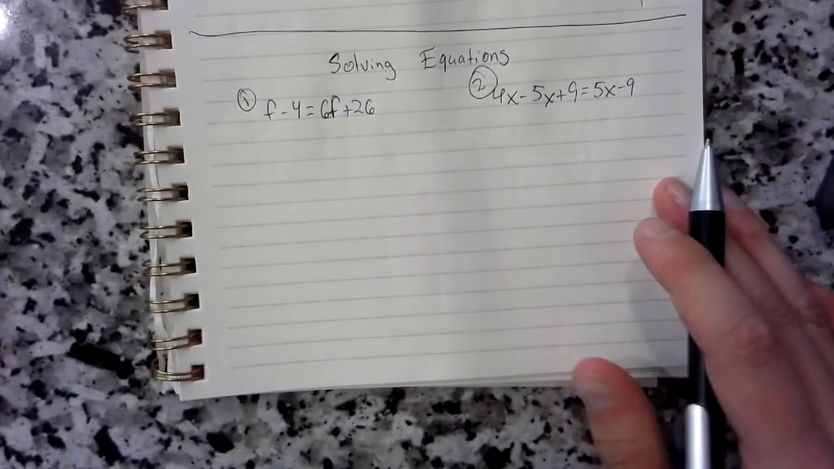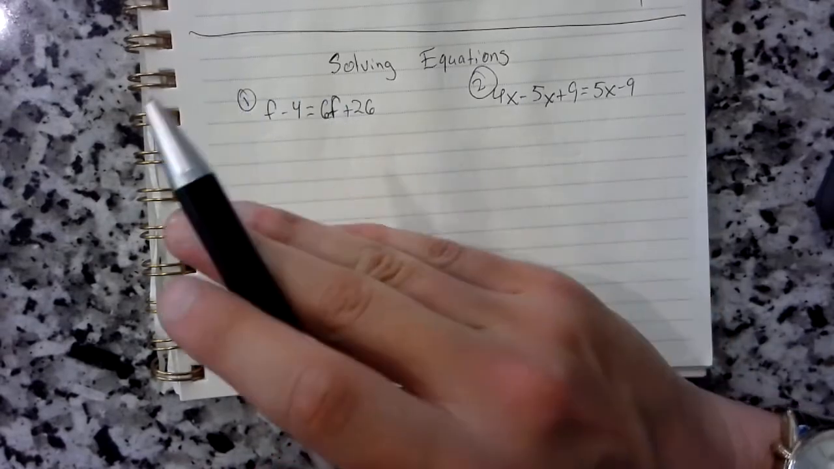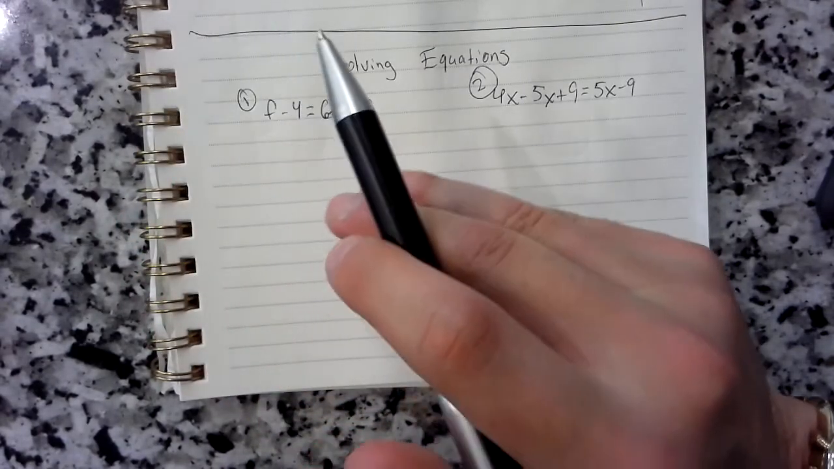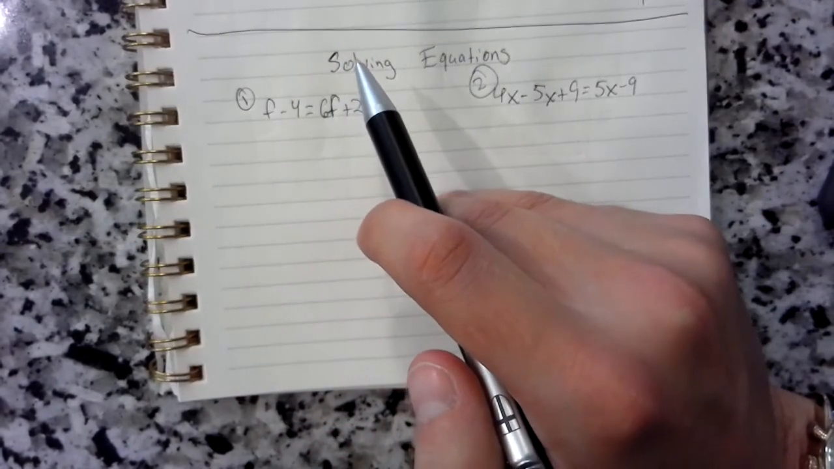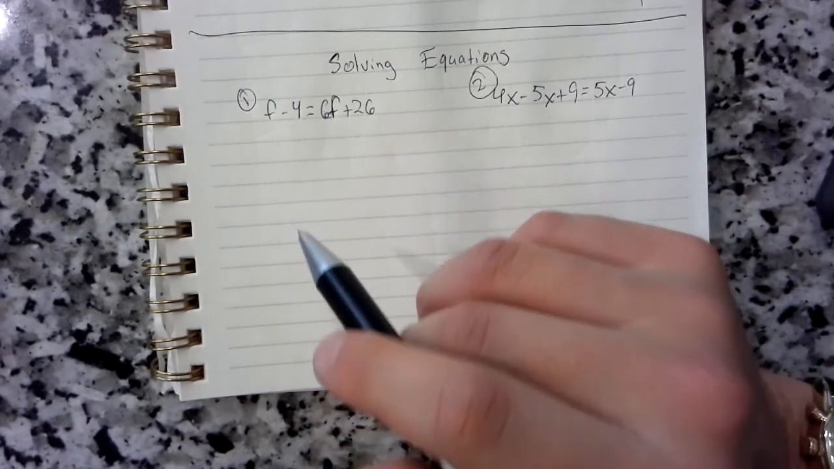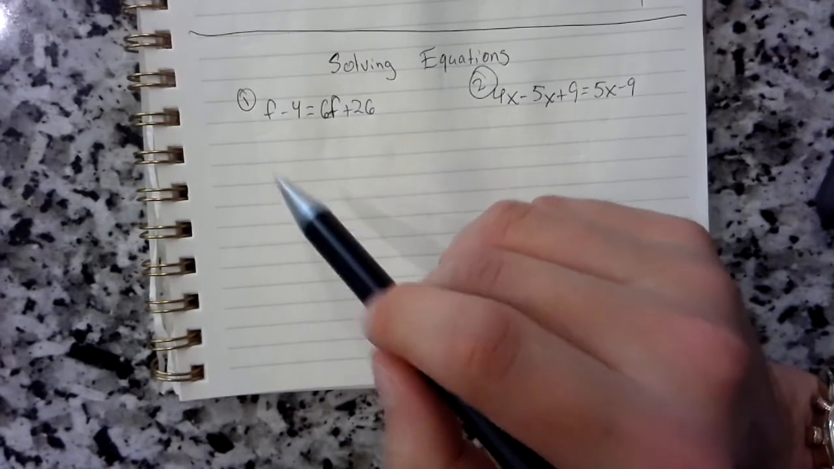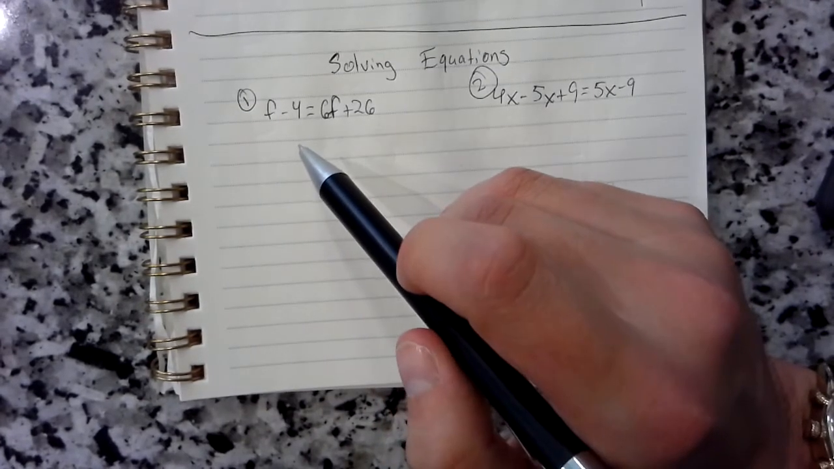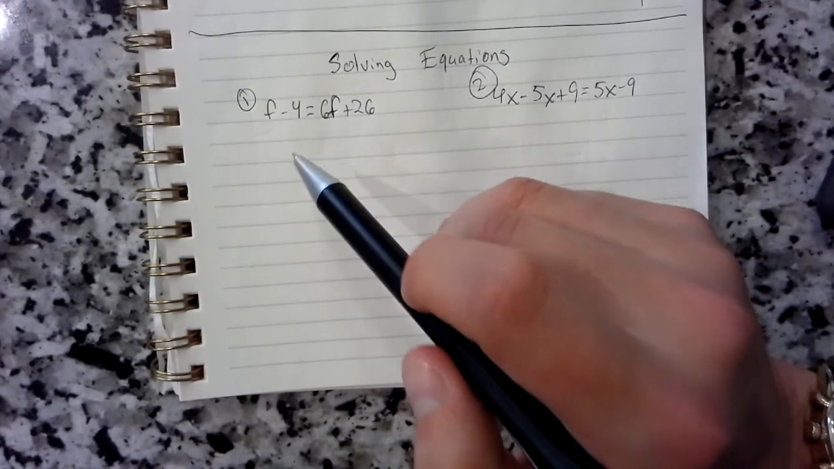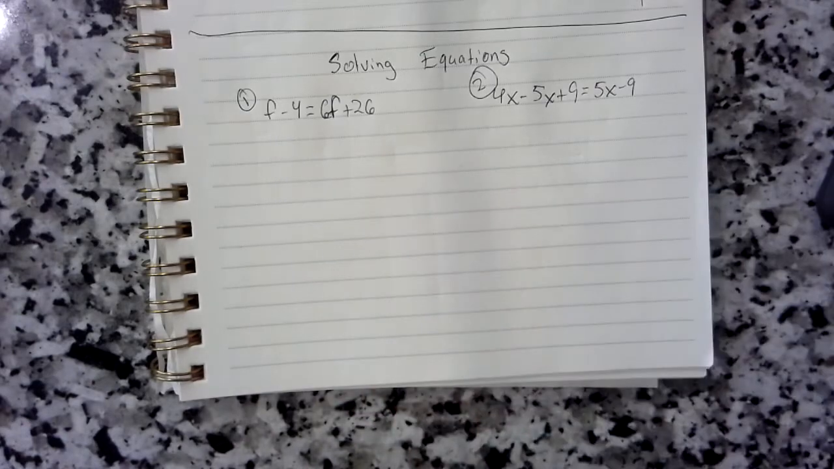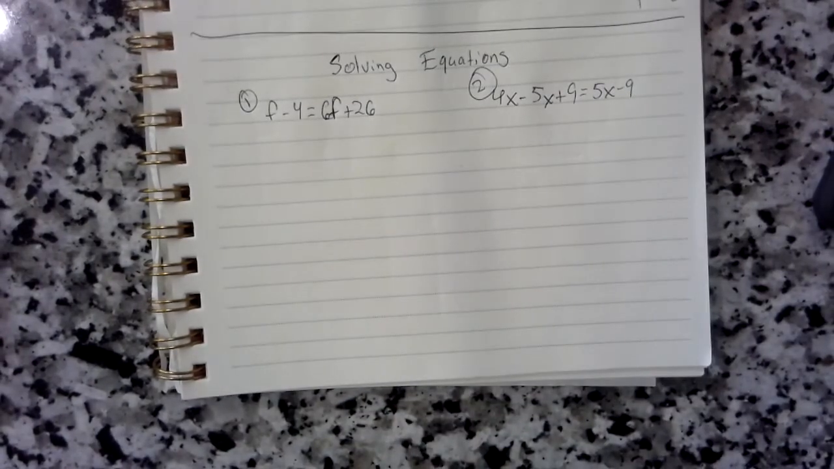So to do that, I like to tell my kids to move all their variables on one side and have all their numbers on the other side. Now we can't just go moving numbers back and forth. That doesn't work that way. What we need to do is if we're going to move a number, we need to do the opposite operation that's going on.